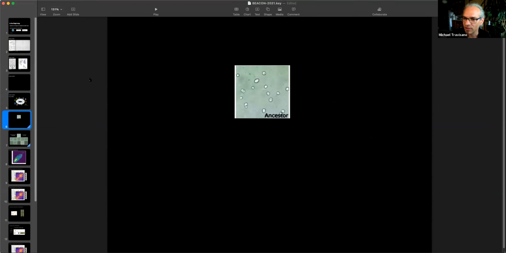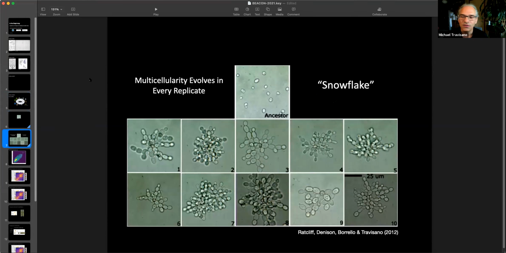Well, one way to do it is you start out with a unicellular yeast like Saccharomyces cerevisiae. You take a bunch of replicates, you evolve them over time with settling selection, and you get multicellular yeast out. We call them snowflake yeast because Will used to be, and I still am, in Minnesota, where snow is ever present, albeit not quite today.